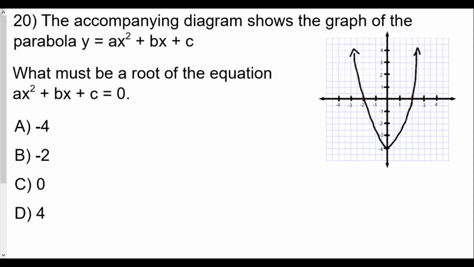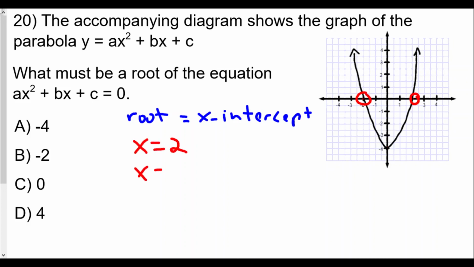The accompanying diagram shows the graph of parabola y equals ax squared plus bx plus c. What must be a root of the equation ax squared plus bx plus c equals 0? Well, in this case, a root of the equation, a root is another word for x-intercept. Where does a parabola cross the x-axis? Well, we see it occurs at two different values, where x equals positive 2 and x equals negative 2. And from the choices we see it must be choice B.